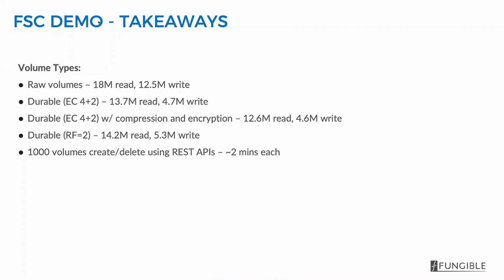So just from a performance construct, what we had here is essentially raw volumes. We hit about 18 million reads, 12.5 write. A standard durable volume where it was just erasure coded, 13.7 reads, 4.7 write. A durable volume erasure coded with compression and encryption. The one thing I want to point out is the delta between turning on those data services from a write standpoint is almost negligible. It's only 100K IOPS, and just under a million in between for the reads.